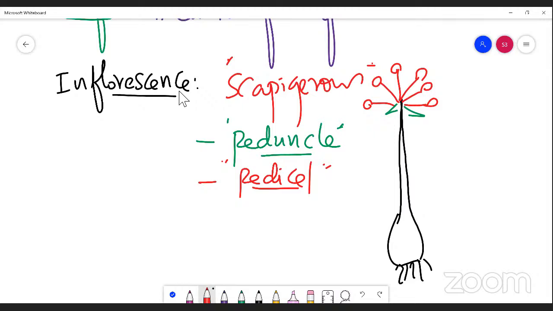So there is a difference between pedicel and peduncle. Peduncle is the stalk of the inflorescence, whereas pedicel is the stalk of an individual flower. That is the difference between pedicel and peduncle. The peduncle is long. This black color indicates the peduncle, whereas this indicates the pedicel, the stalk of the flower. So the type of inflorescence is scapigerous inflorescence, right?